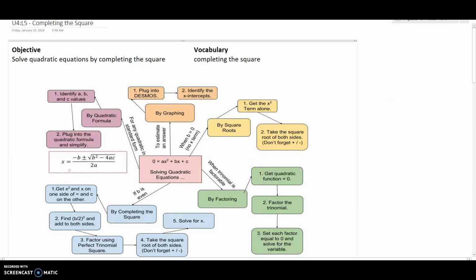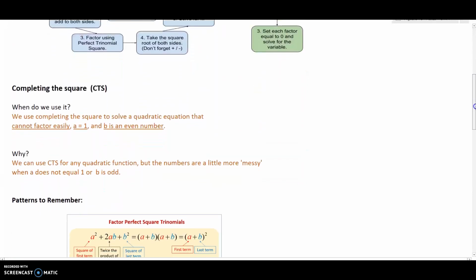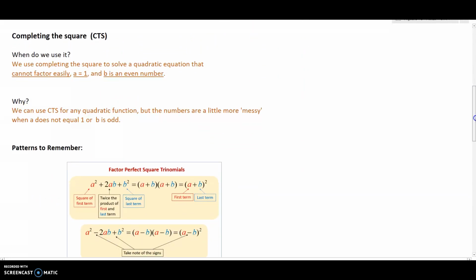So in the blue section down here, you can see the steps for completing the square. Completing the square can be a little more tedious than any of our other methods, so we will take it step by step and look at all of those steps through some examples together. But before we do that, there is one special pattern that we need to remember and learn how to use.